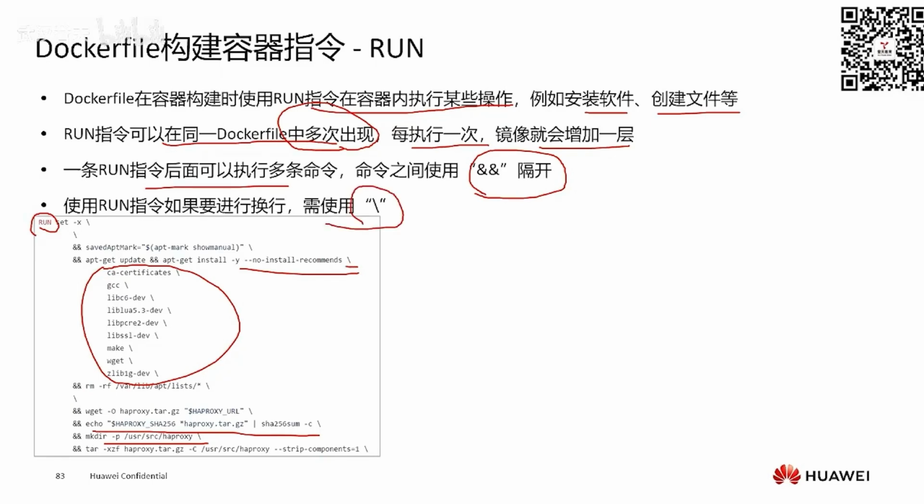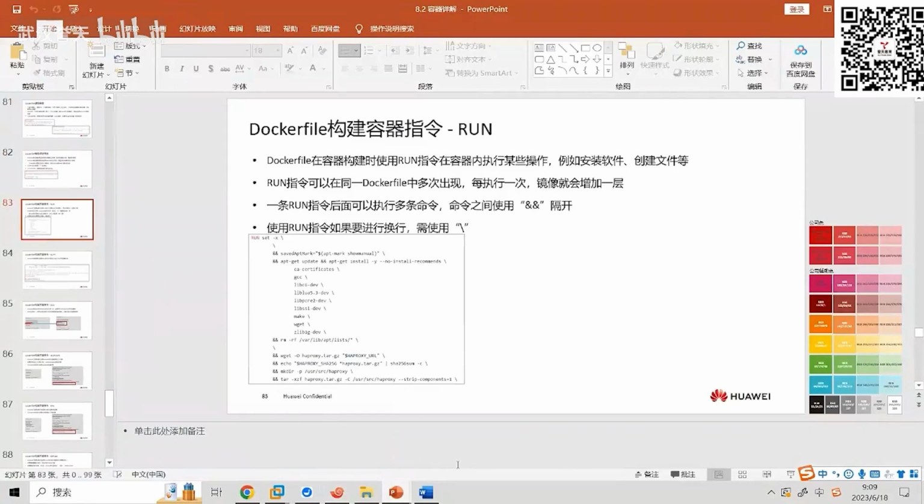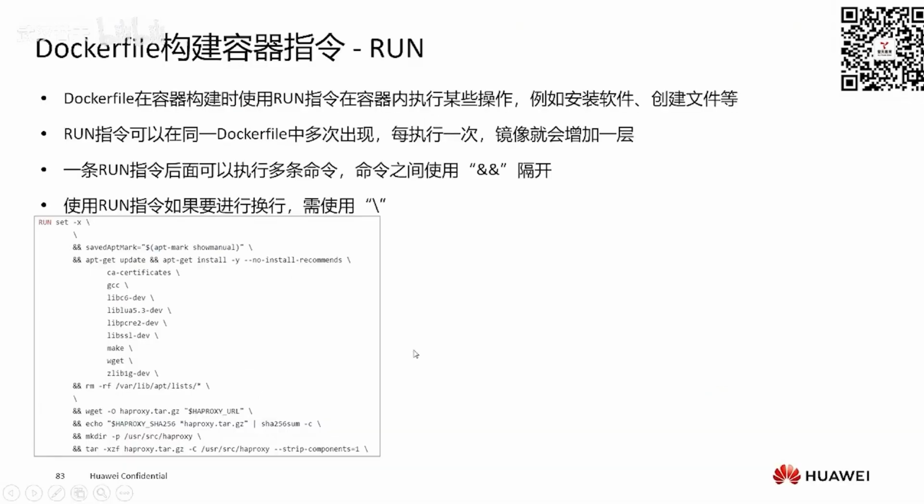Right here, we just mentioned RUN. RUN is to run the instruction. For example, I need to create a directory. We need to install a software package, and so forth, right? We need to download a file, create directories. We need to install some software packages. All these processes are included in RUN, all within the RUN command. Executing, like installing software, creating files, RUN can be executed multiple times within the same Dockerfile, appear multiple times. Each execution adds a layer to the image.